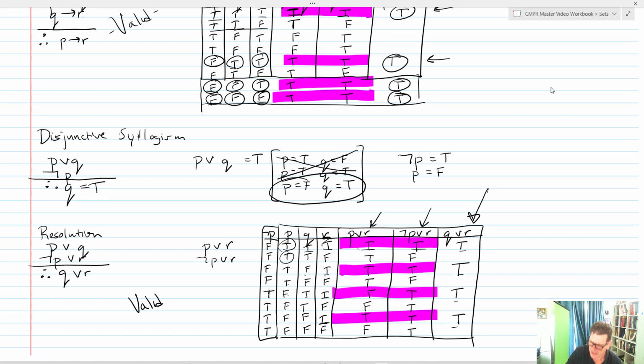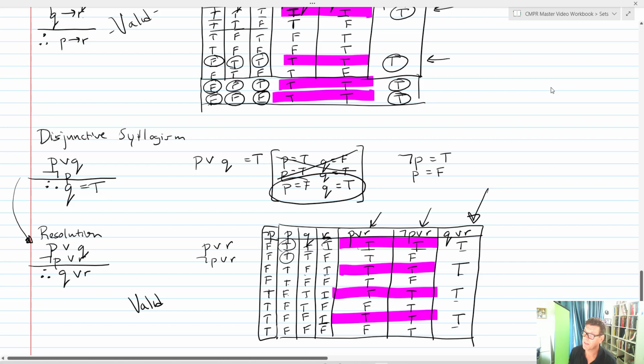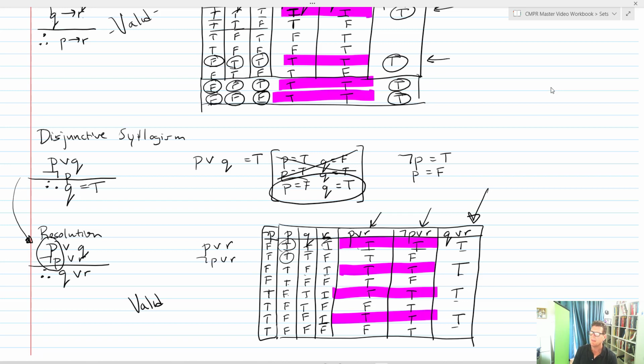Notice resolution and disjunctive syllogism are kind of similar in some ways, or one leads to the other. We have P or Q. Okay? So one or the other of those must be true. Not P or R. One of those must be true. But these two can't be true at the same time. That's a contradiction. P and not P can't be true at the same time, so one of them must be false. So consequently, either Q or R has to be true at some point in time. And if you kind of think about it, it'll make some sense as you're working.